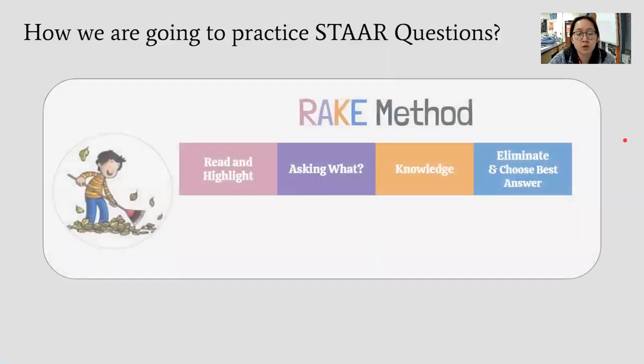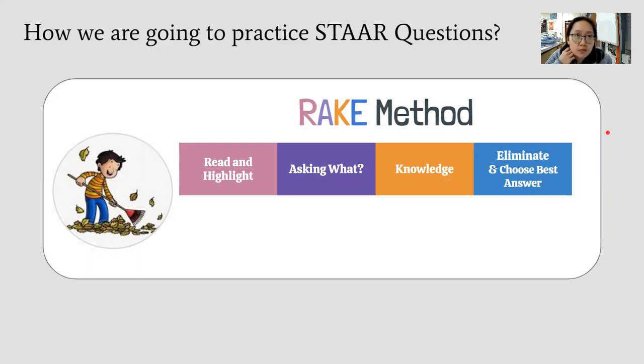So how are we going to practice STAAR questions? Well, we're going to use the Rake method. The R stands for read and highlight the important points of the question that is presented to you and maybe some of the answer choices. A stands for asking what. What is the question asking you? I want you to rephrase it so that you know exactly what you're going to be looking for or thinking about. The K stands for knowledge, or what knowledge you have on this content so that you can apply it in order to do step E, which is eliminate and choose the best answer. So you're going to use your knowledge that you've accumulated to eliminate the answer choices that obviously aren't right and then choose the best answer.